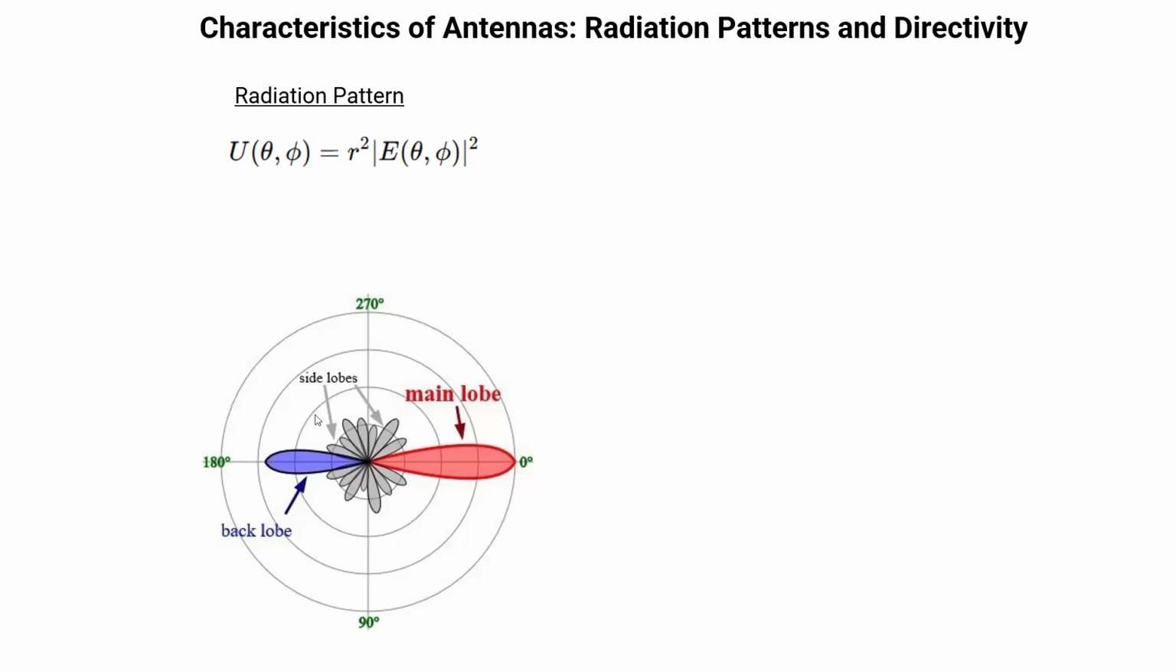A typical radiation pattern looks like this. So it has several lobes. One main lobe is the direction of main radiation, right? Some number of side lobes that point in directions other than the direction of interest, and also this back lobe that radiates backward. For example, a Yagi-Uda antenna has a radiation pattern that looks like this.